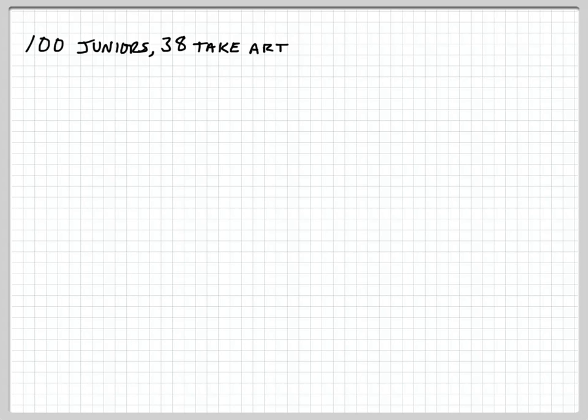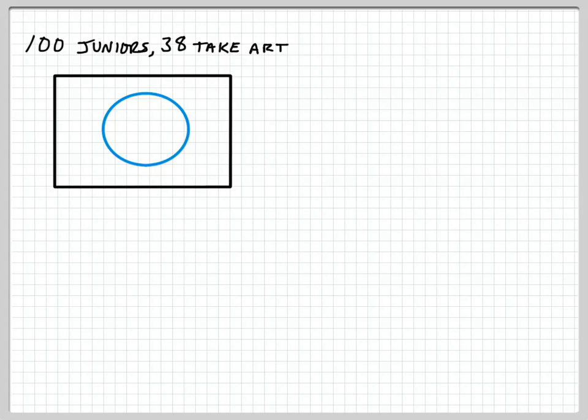So consider that we have 100 juniors and 38 of these juniors take art. So if we want to display this, we could draw a box and a circle, right? And this circle represents the 38 people who are taking art. And then the box is going to represent everybody, all the 100 juniors. So that we call our sample space, and we use the term U for our sample space.